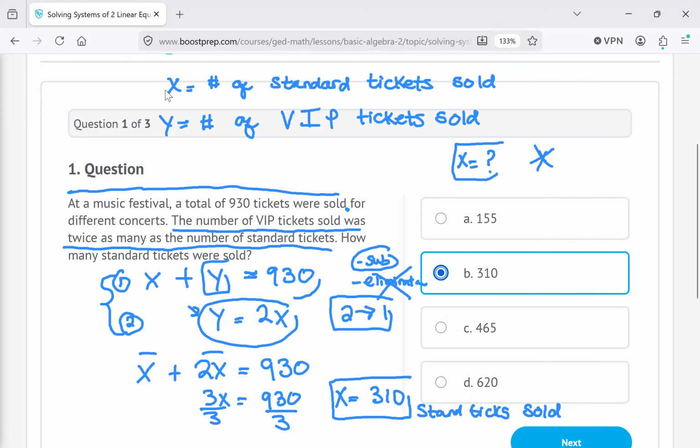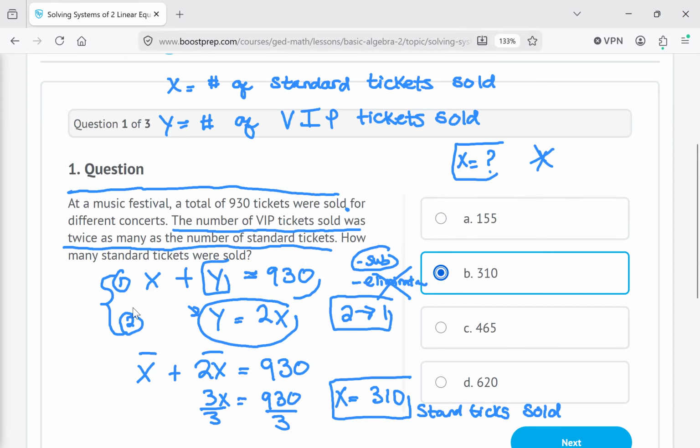Okay, so let me recap. I first labeled my variables. We said X is standard tickets and Y is VIP tickets. Then from the sentences, we create two equations. The first one came from the first sentence, x plus y equals 930. And then the second equation was the sentence where VIP tickets were sold, and that's how I got y equals 2x. Then I ask myself, am I solving for x, the standard tickets, or am I solving for y, the VIP tickets? We're solving for x because it says how many standard tickets are sold.